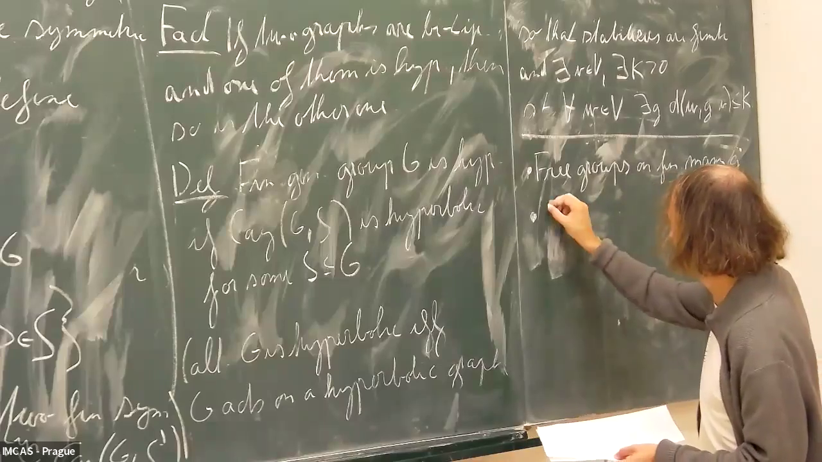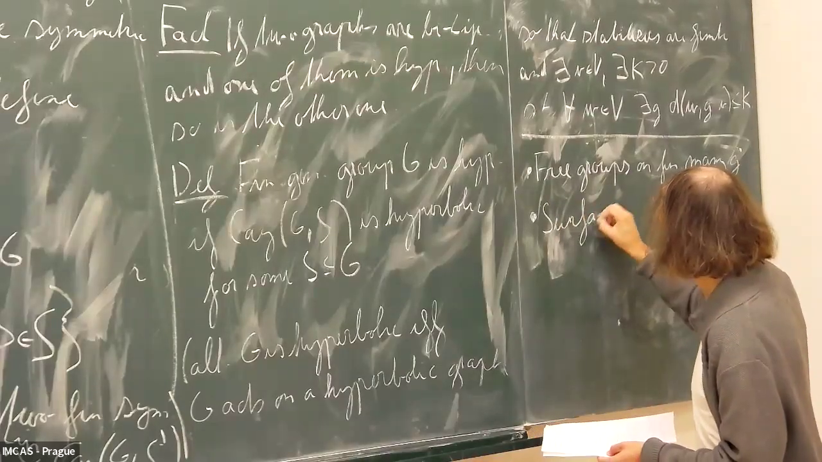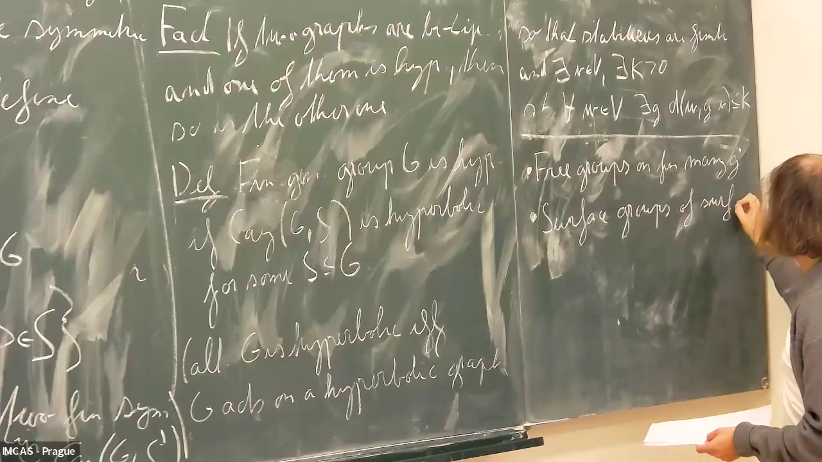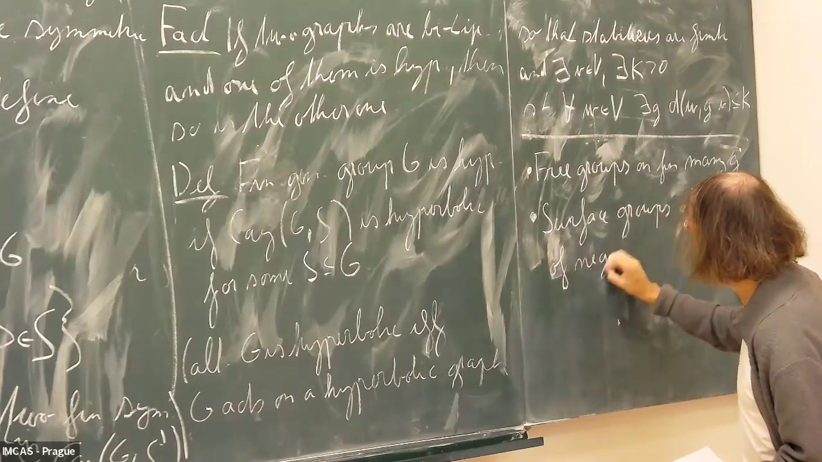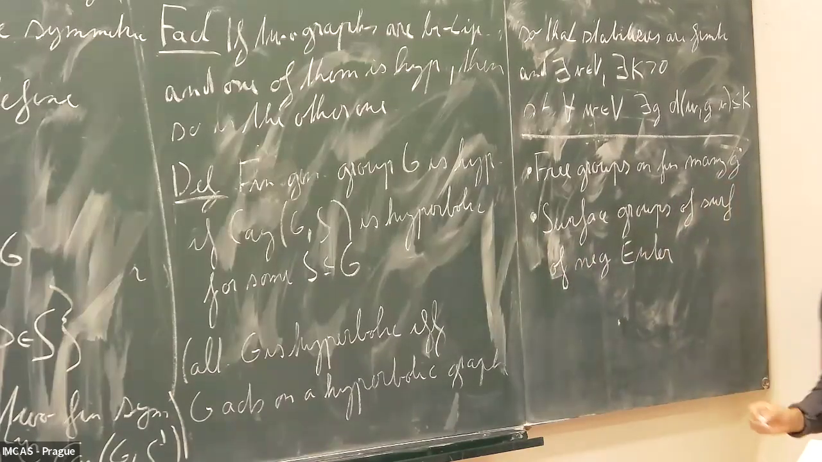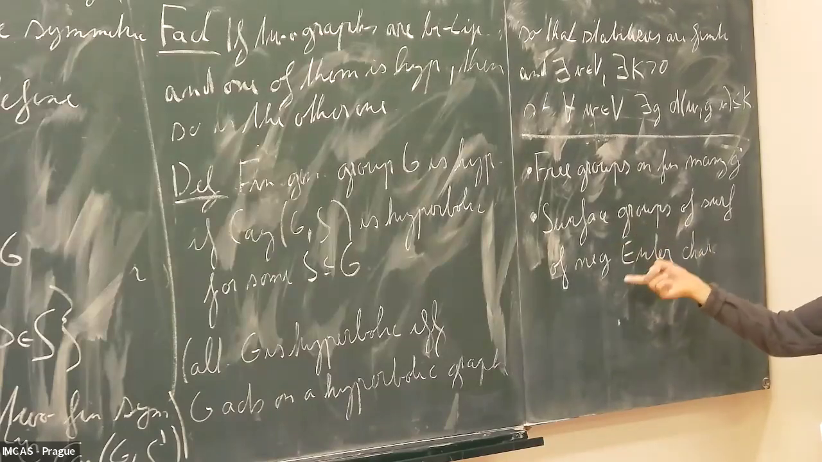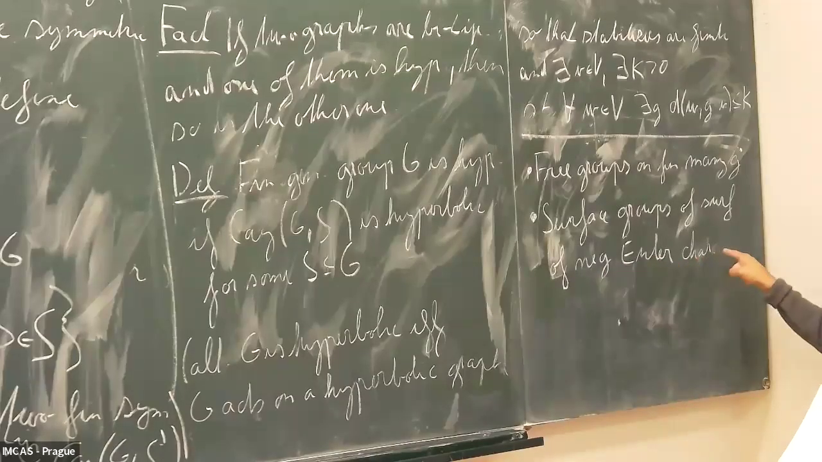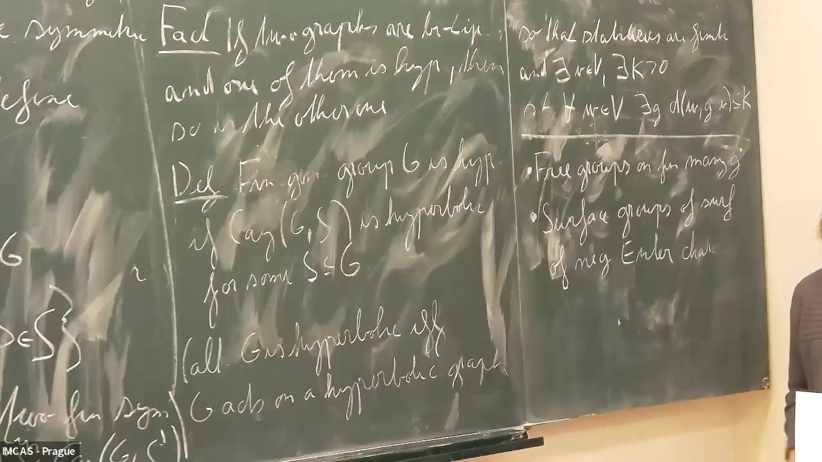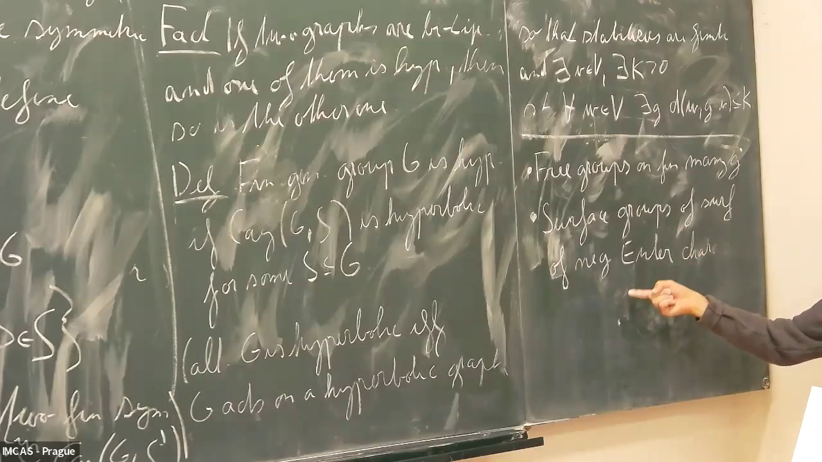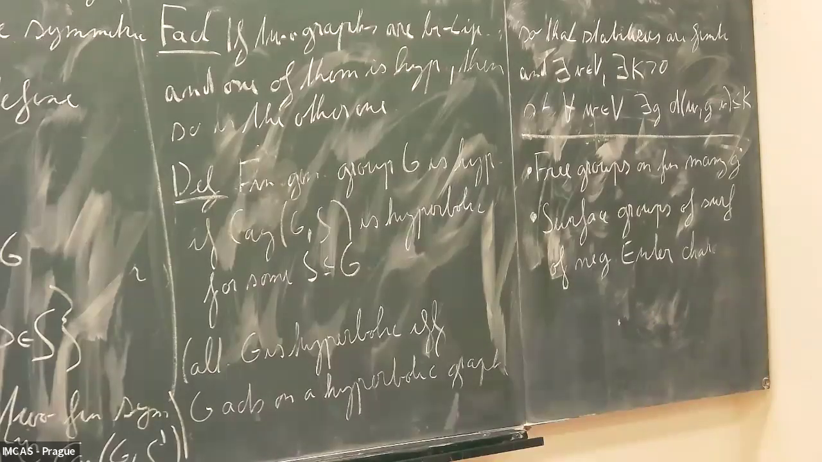Another example: surface groups. I mention negative curvature because, for example, the two-dimensional torus and the sphere, and yes, the sphere has a trivial fundamental group, do not work. But other surface groups are hyperbolic.